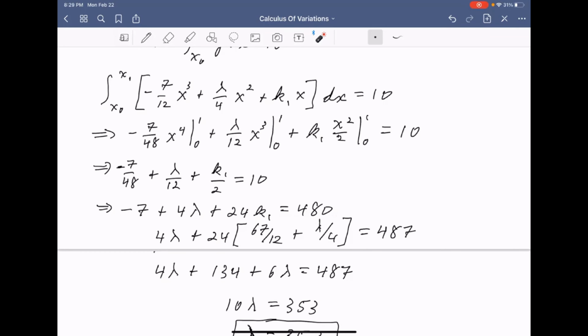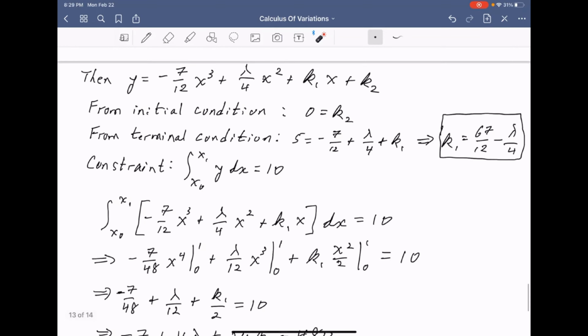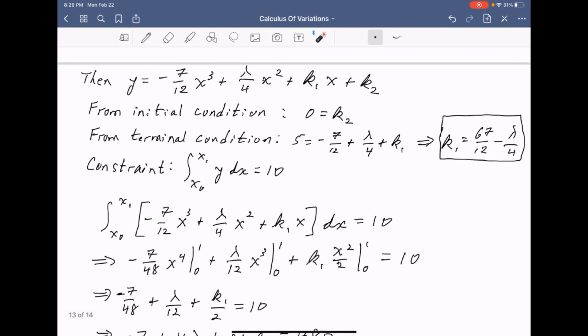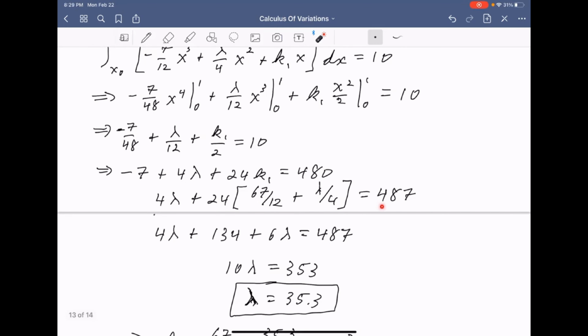So we take that 480, that 48, and we multiply that through on both sides, which gives us that 4 here, and the 24 times 2 is 48, times k1. And then we can solve, because we know what k1 is, and k1 is 67 over 12 minus lambda over 4, and that comes from this here. That's where k1 is, and we set that equal to 487. All right, because we brought that minus 7 over to the other side.